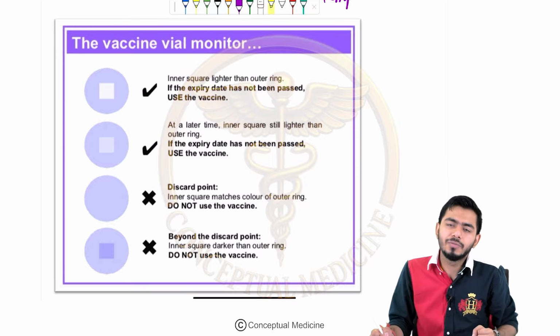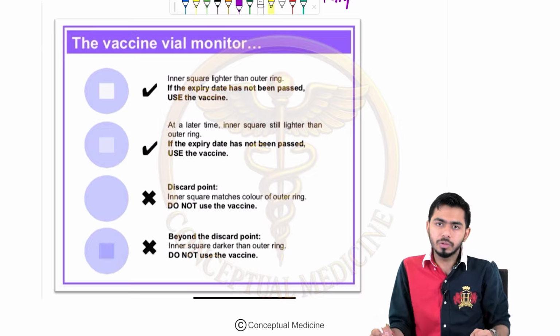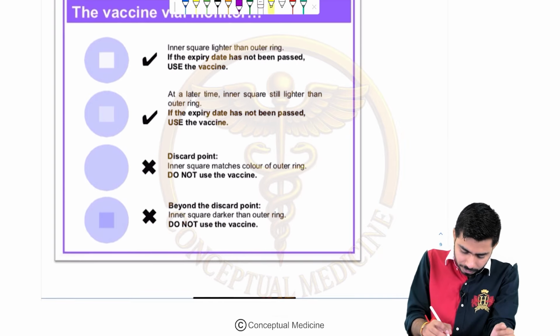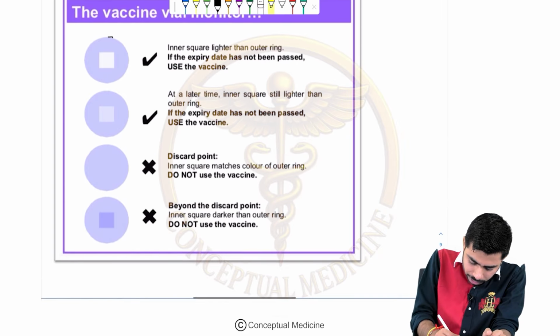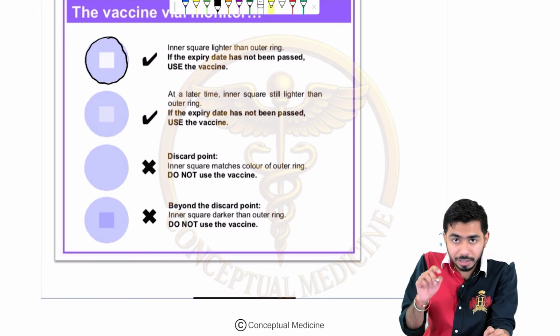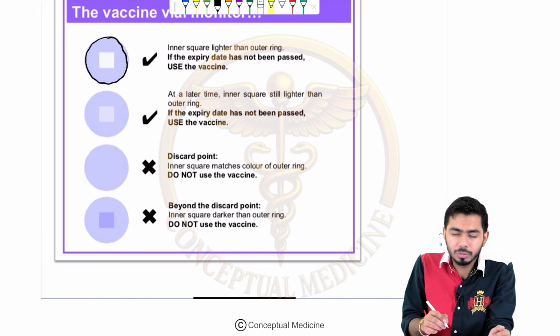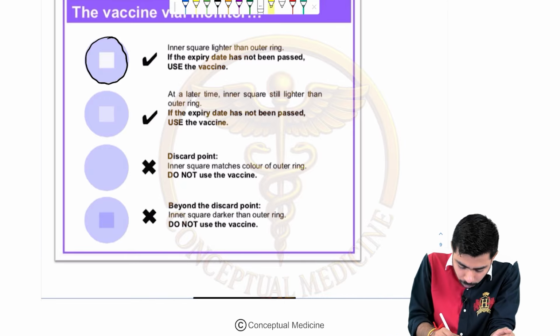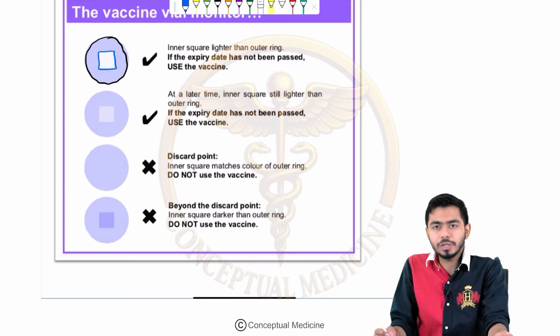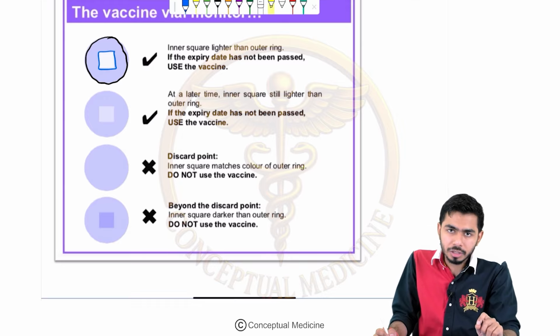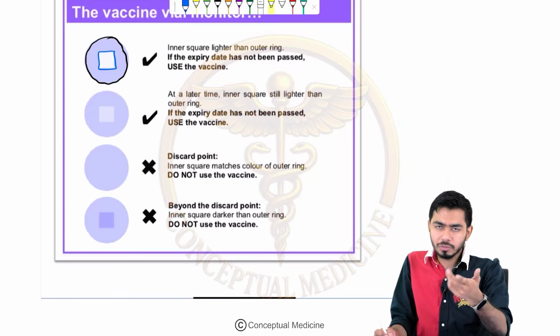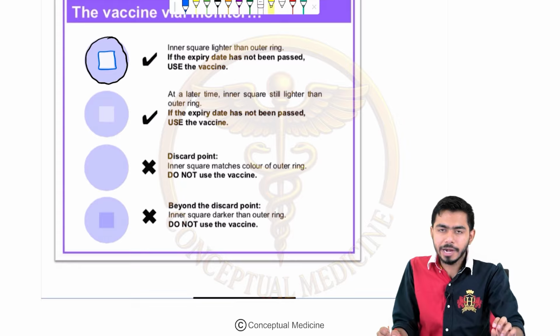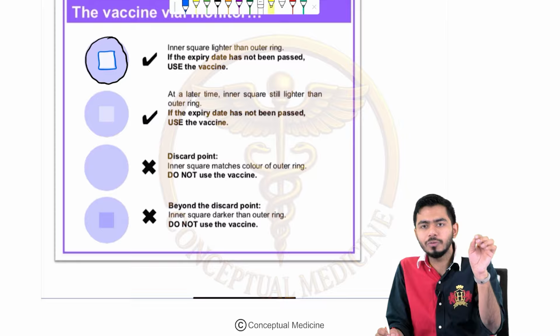So what do these indicators show? Usually they are square, and in the center of that square there is a circle, and at the center of the circle there is a square. Now this inner square should be visible whitish in color. The more white in color, the fresher this particular vial is. And with time it fades in color.